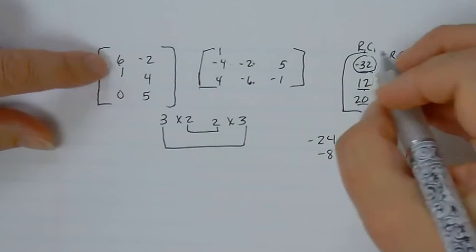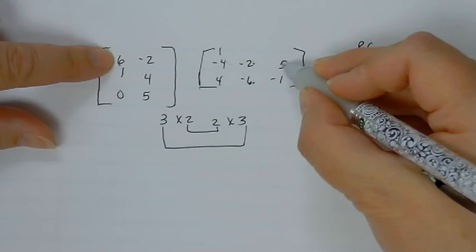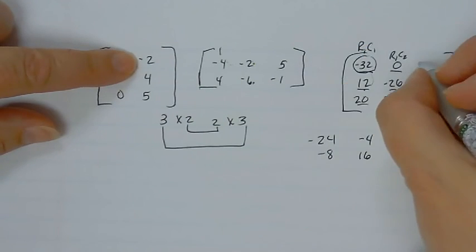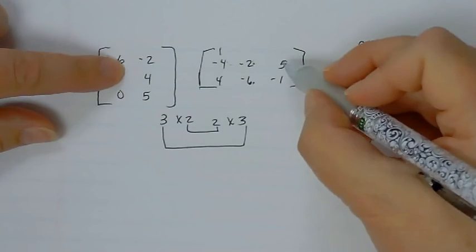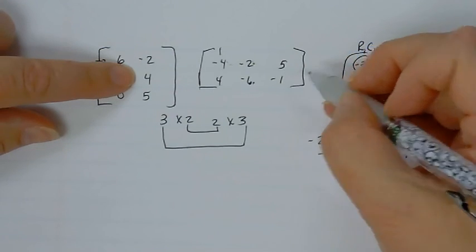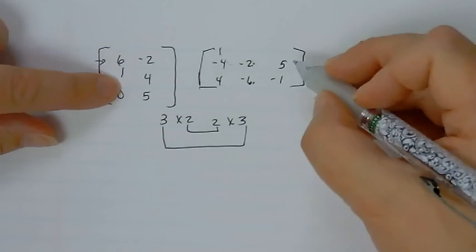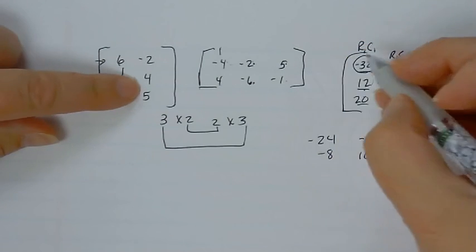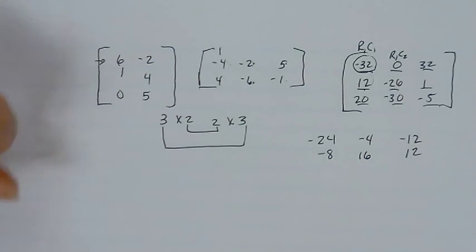This spot, row 1, column 3. So 30 plus 2 is 32. 5 plus negative 4 is 1. And 0 plus negative 5 is negative 5. So that is multiplying a 3 by 2 by a 2 by 3.